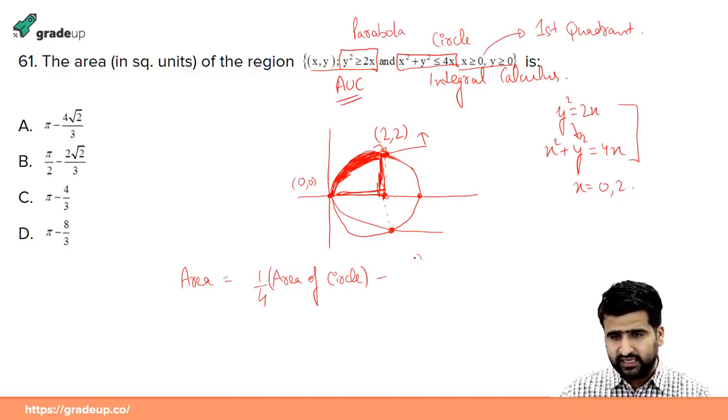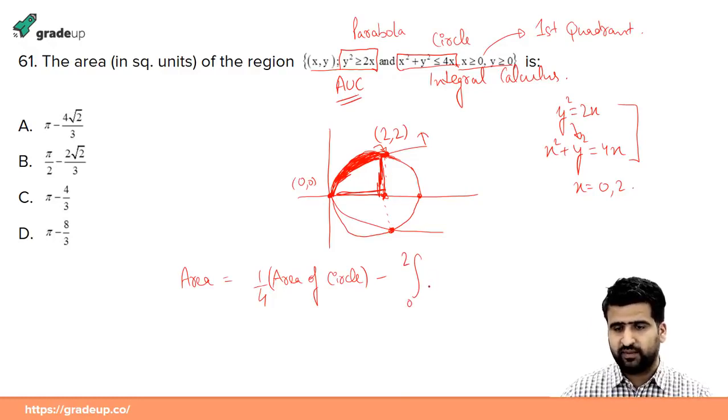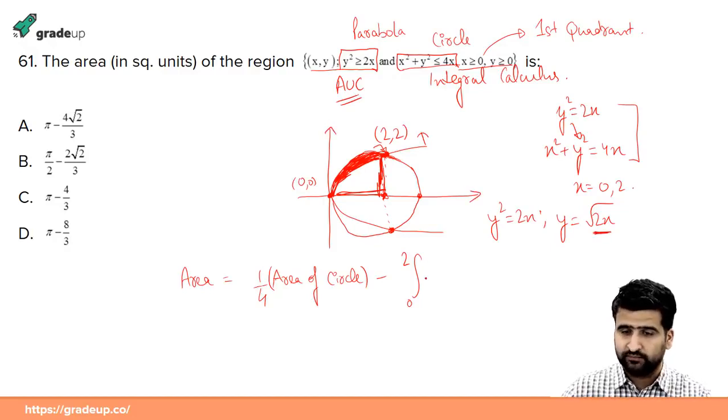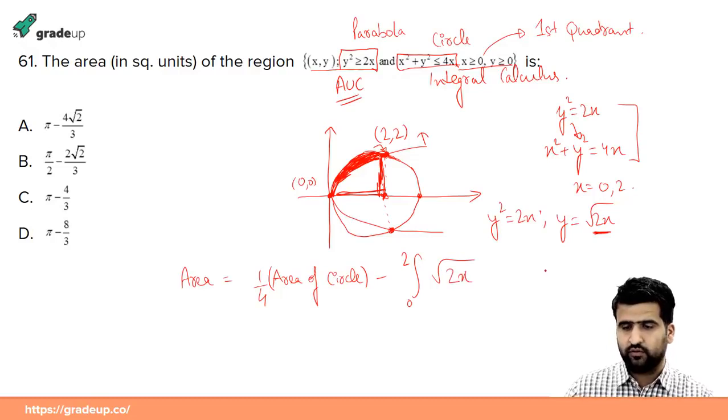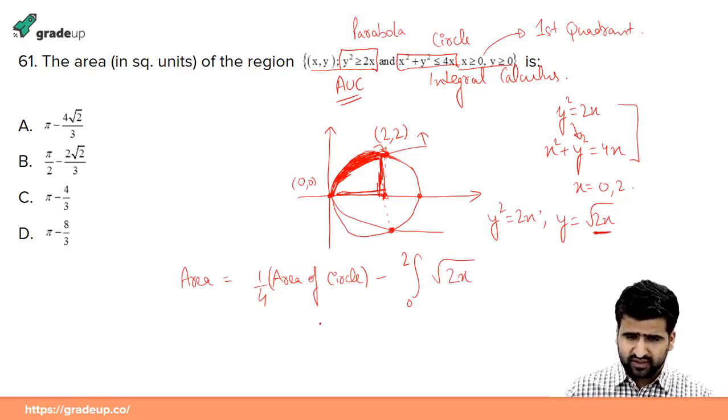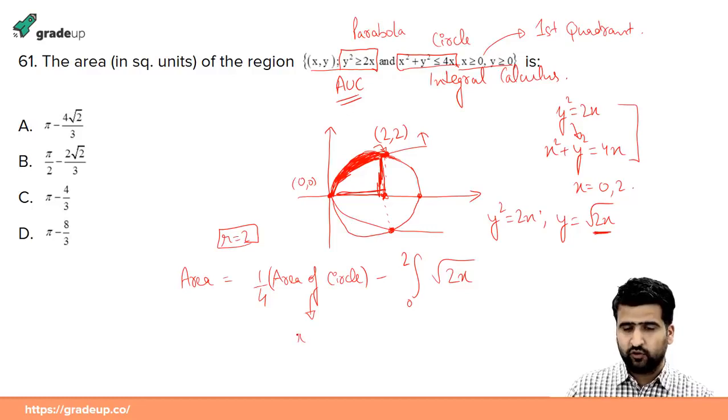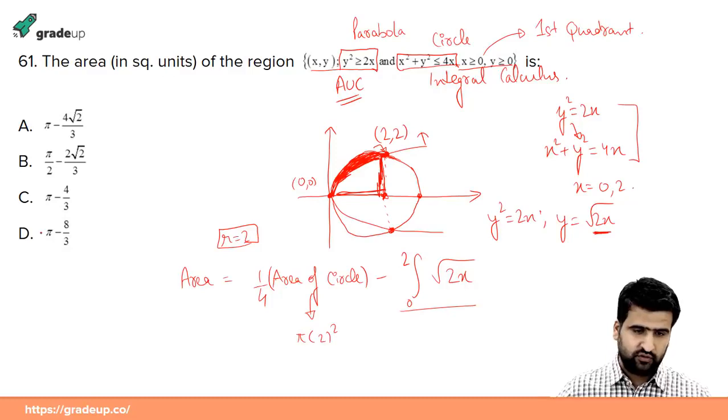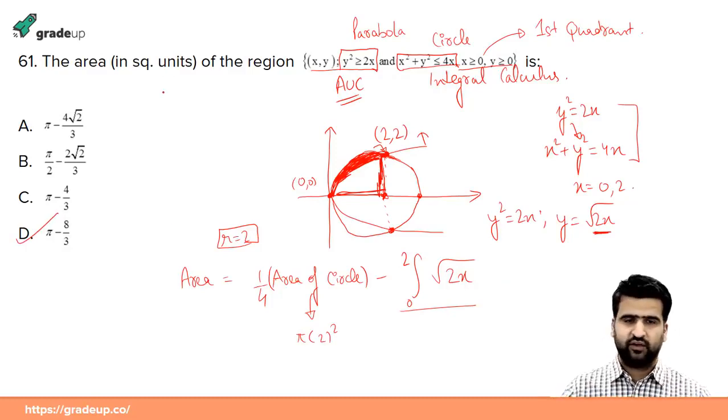Minus the area from 0 to 2 for this parabola. So parabola is y square is equal to 2x. So the value of y is equal to plus minus root 2x. But since we are talking about the first quadrant, we only need to consider the plus one. So this is minus root 2x. So you just need to substitute the values. The radius of the circle is equal to 2. So you get the area of the circle, which will be equal to pi r square. Alright, and you can easily integrate this one. So the final answer will be D, pi minus 8 by 3.